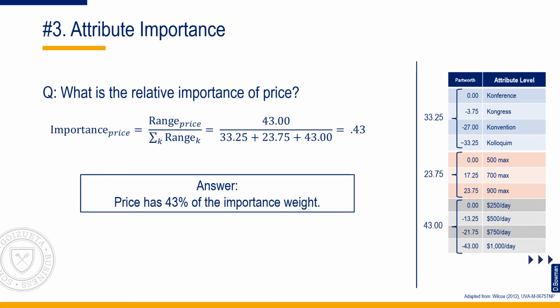For our video conferencing example, how important is price? The relative size of its range is 0.43, so its relative importance is 43%.